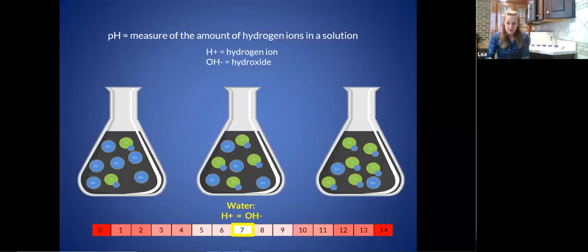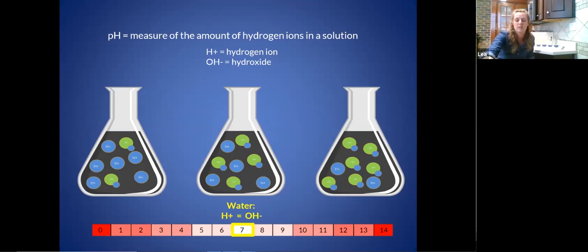Okay, so water has 0.000001 moles per liter of hydrogen ions, and it also has 0.000001 moles per liter of hydroxide. So they're actually equal, okay? Since they're equal, our positives and our negatives balance out, and that makes it neutral. So neutral is in the middle.